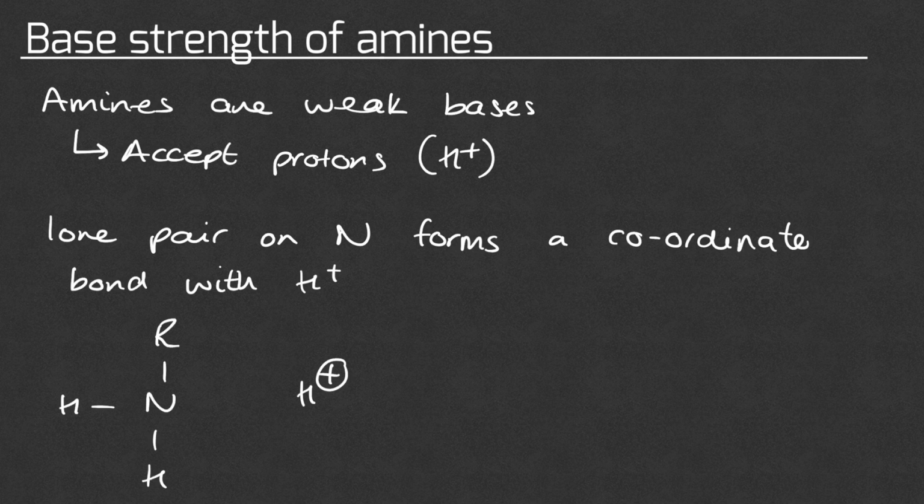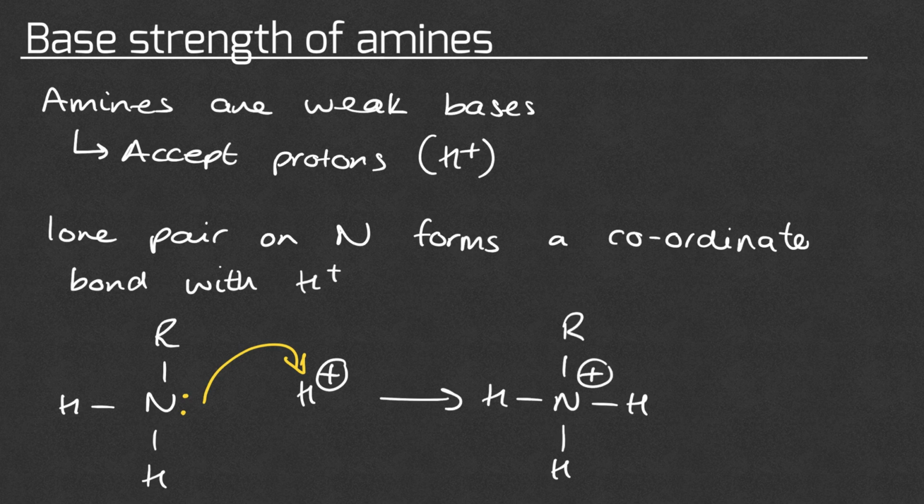So for example, we've got our amine here and a hydrogen ion. The nitrogen has a lone pair, and it can form a bond with the H+ ion, forming an ammonium salt.